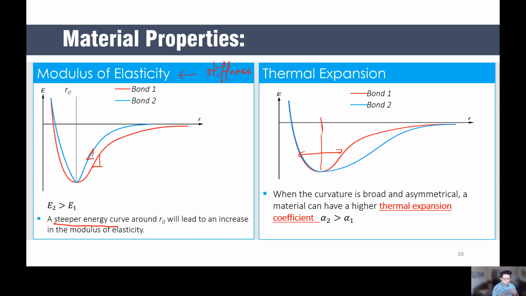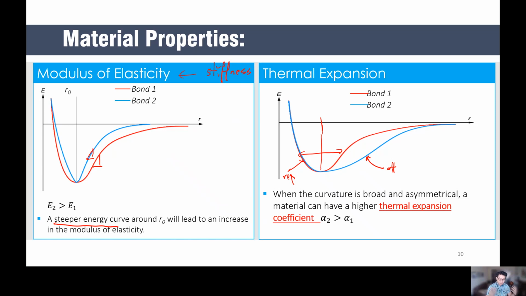If you look at this here, the bond 1 type has a relatively symmetric curve from the attraction and the repulsion side, whereas for bond 2, so this is the repulsion side and this is the attraction side, the repulsion side has a much stiffer slope than the attraction side. That means there's a huge imbalance between the attraction and the repulsion.